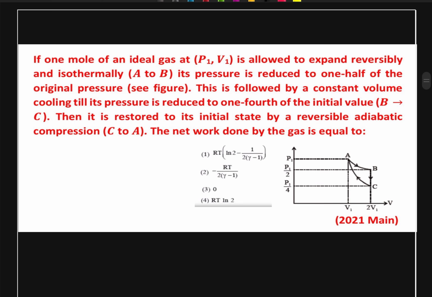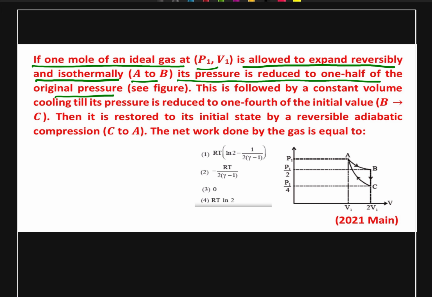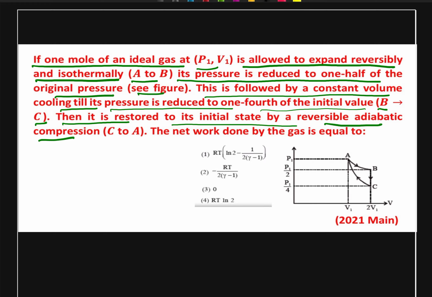It states that if 1 mole of ideal gas P1V1 is allowed to expand reversibly and isothermally from A to B, its pressure is reduced to 1/2 of the original pressure. See figure. This is followed by a constant volume cooling till its pressure is reduced to 1/4 of the initial value, B to C. Then it is restored to its initial state by reversible adiabatic compression, C to A. The net work done by the gas is equal to what?